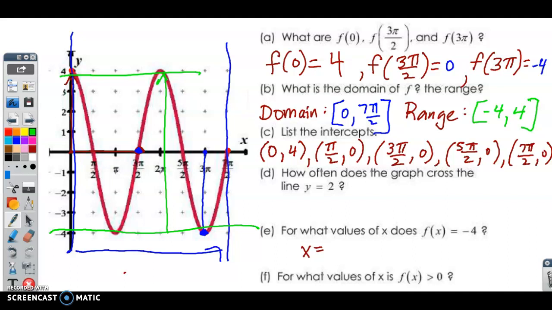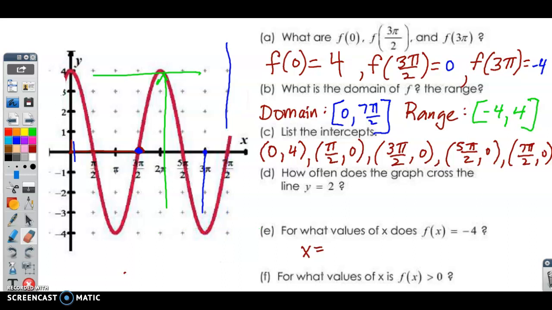Now, the next question asks to list the intercepts, and they didn't say x-intercepts or y-intercepts, so I just went ahead and listed them all. You might have to press pause and make sure you understand that, but I'm going to keep going. All right, how often does the graph cross the line y equals 2? All right, so y equals 2 is right here.